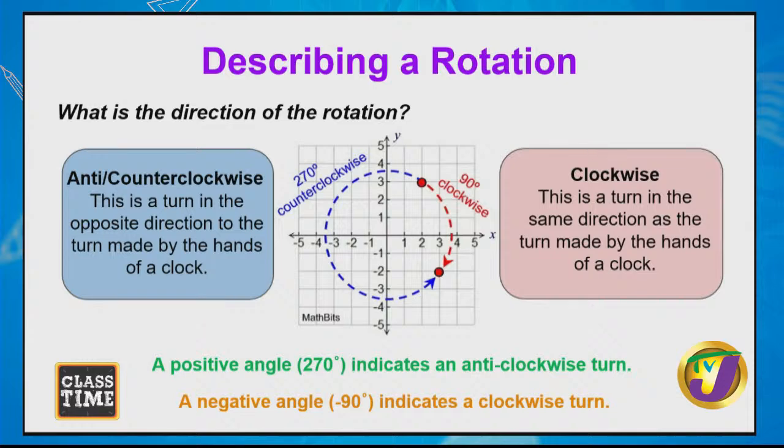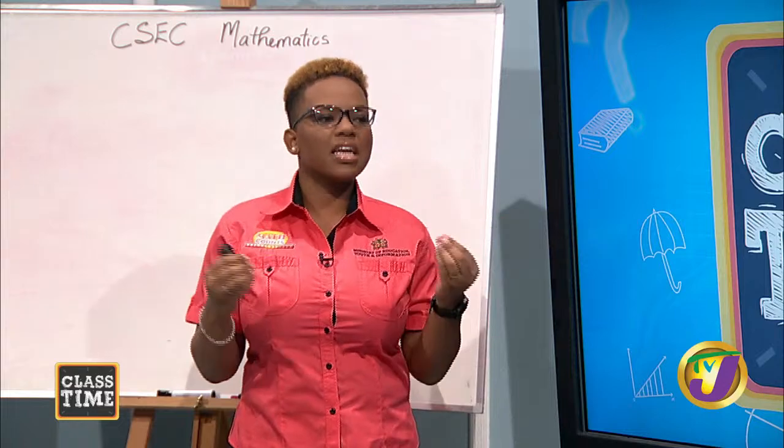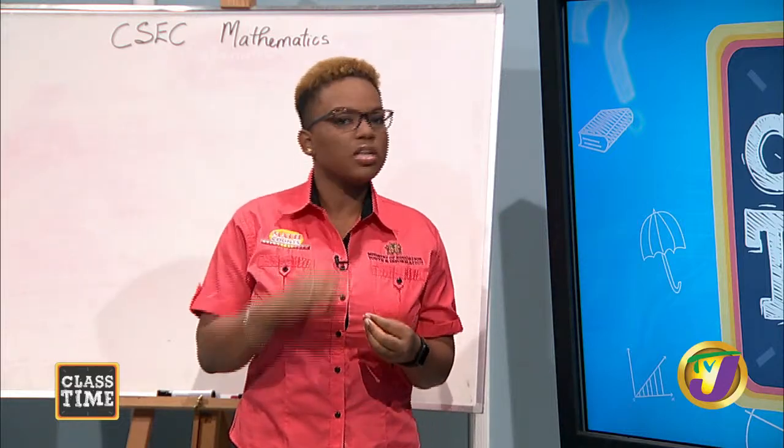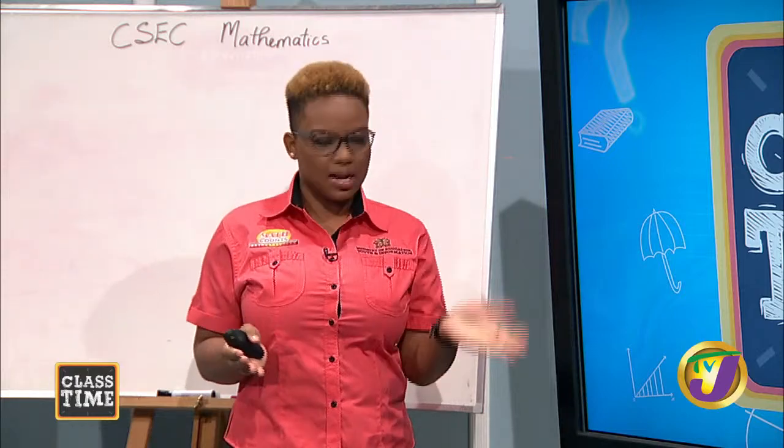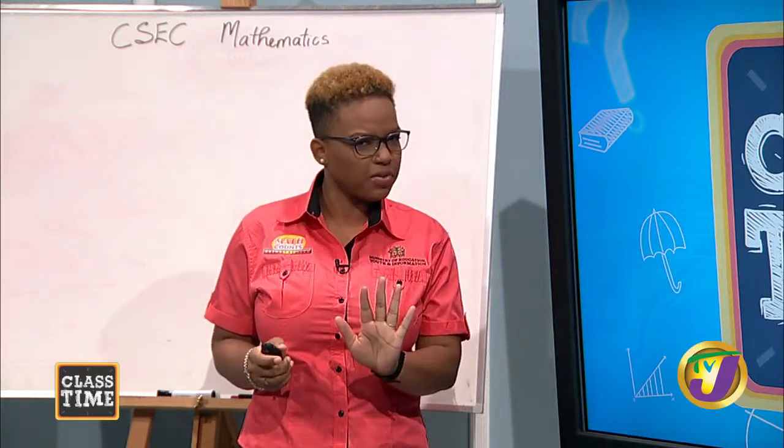A positive angle, like 270 degrees, indicates an anti-clockwise turn, whilst a negative angle, negative 90 degrees, indicates a clockwise turn. It might sound confusing, but that's just the convention. So just remember, if you see a negative angle being represented, you need to move in a clockwise direction. And if you see a positive angle being represented, it's an anti-clockwise turn. Don't get confused.